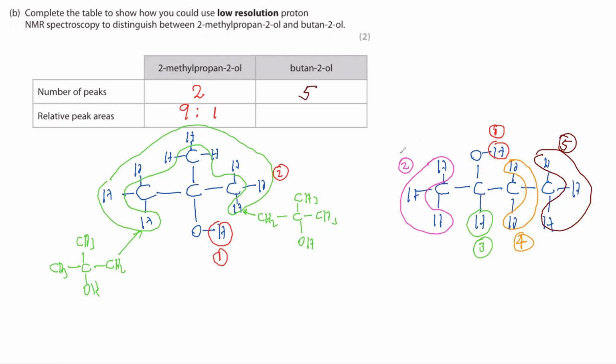Relative peak area is first one has 3 hydrogens, so it will be 3 here. Then we have 1 hydrogen, 1. Then we have another 1 hydrogen, 1. On the fourth environment, there are only 2 hydrogens, so it is 2. Then we have 3 hydrogen in the fifth environment, so it's 3. So we have 3:1:1:2:3. Okay. Let's see the answers.